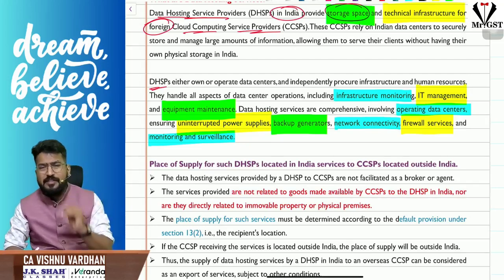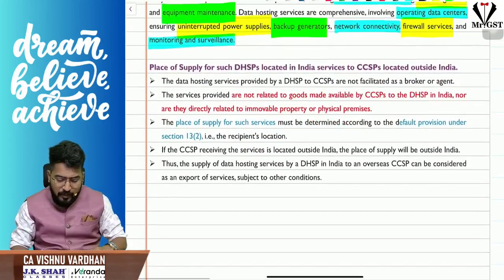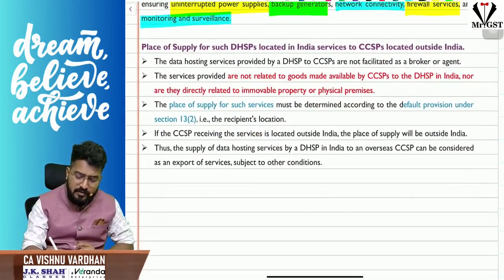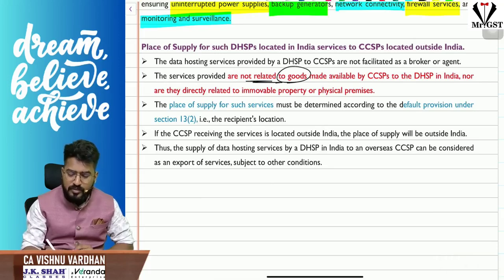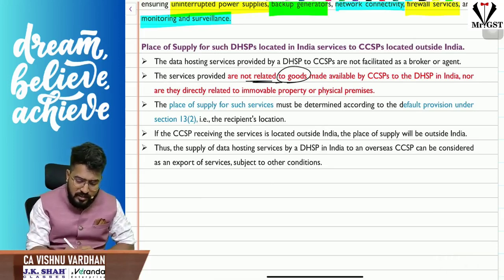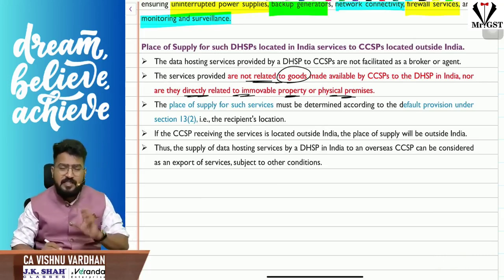Now, for this, what should be the place of supply? That was the dilemma. Now the department has clarified here. The first thing we have to understand, these are services not related to goods, sir, and also these are not related to immovable property or their physical premises directly. Okay, so this is something beyond that.